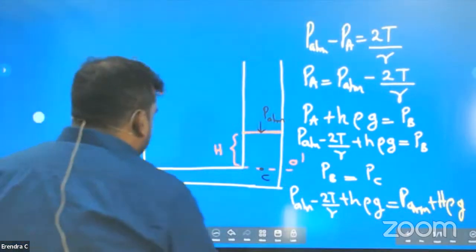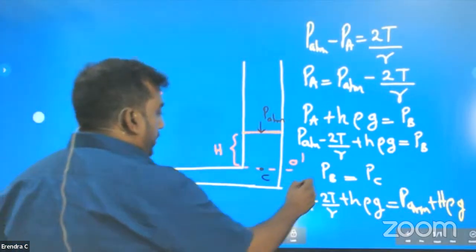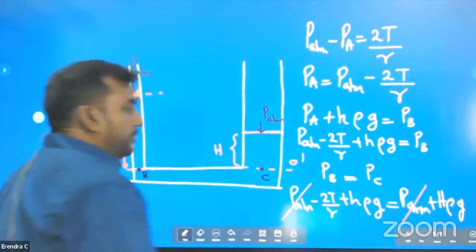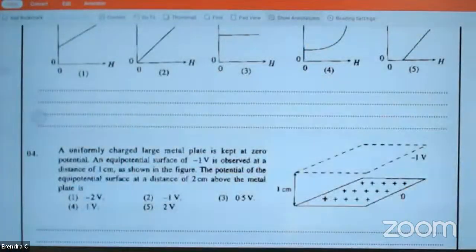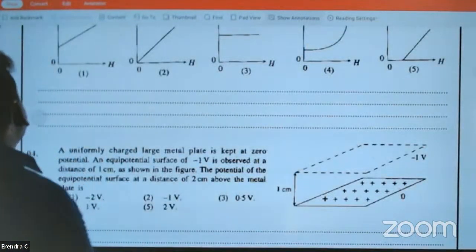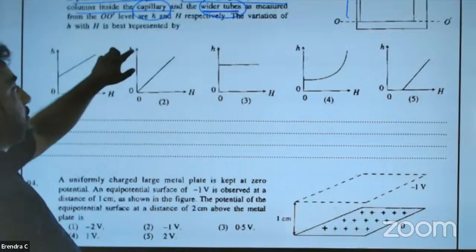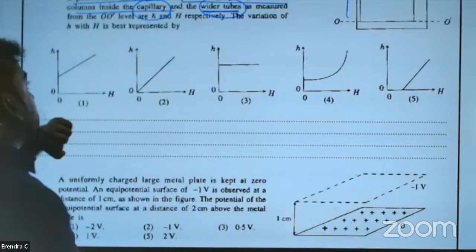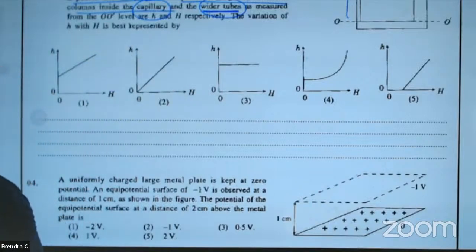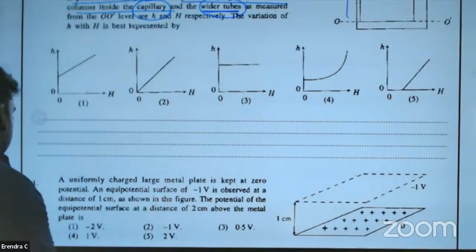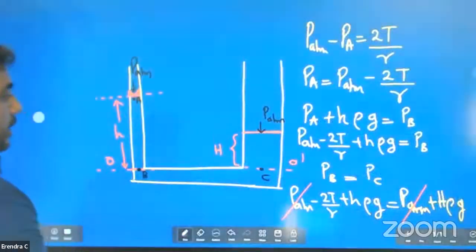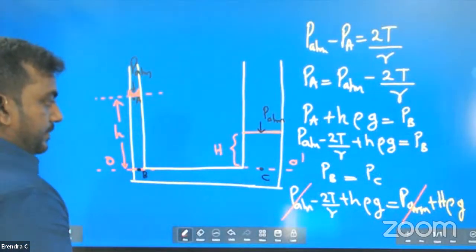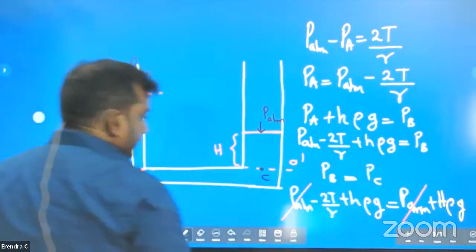You can now cancel off terms which are not important. PATM cancels off. If you look at this, they are asking the variation: simple h on the y-axis, capital H on the x-axis. Good. Okay. Look at this. I'll take this to the other side.